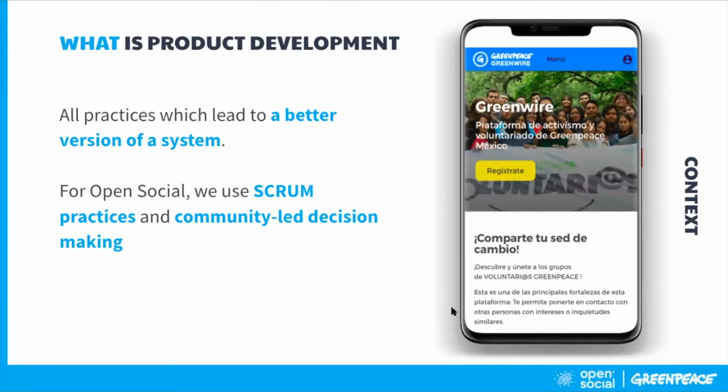So first of all, what is product development? It's essentially all practices that lead to a better version of a software tool. So whenever you fix a bug, whenever you request a new feature, new functionality, new layout, everything that makes the product better or useful to achieve our vision, so to say. And for Open Social and for many other technology tools, we use Scrum practices and community-led decision making.